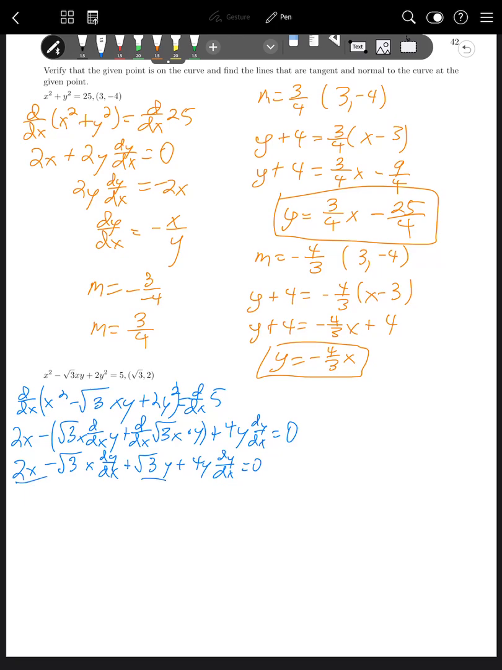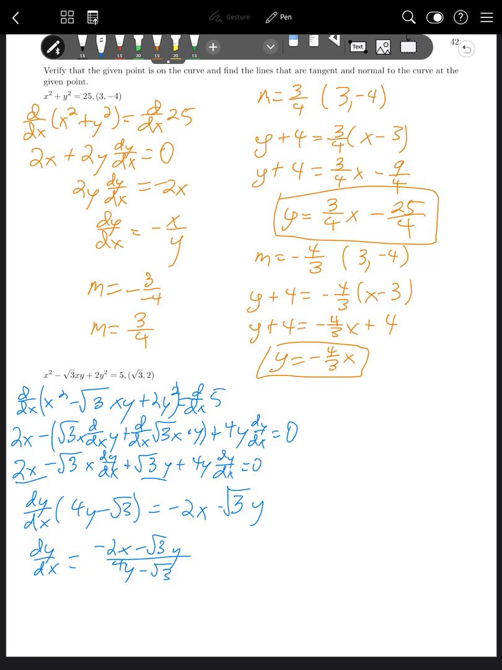Move these two terms to the right side, and so we get dy/dx times (4y minus root 3x) equals negative 2x minus root 3y, and then divide by 4y minus root 3x. So dy/dx equals negative 2x minus root 3y over 4y minus root 3x.